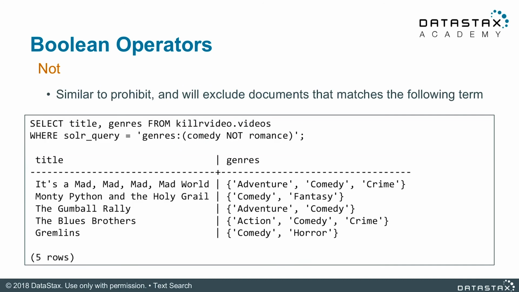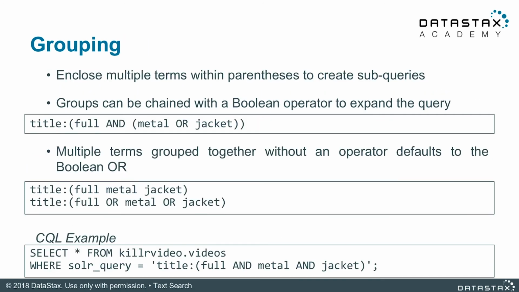The not operator is similar to prohibit and will exclude documents that match the following term. And of course, you can enclose multiple terms within parentheses to create subqueries. These groups can be chained with a Boolean operator to expand the query, and multiple terms can be grouped together without an operator, which will default to the OR Boolean operator.